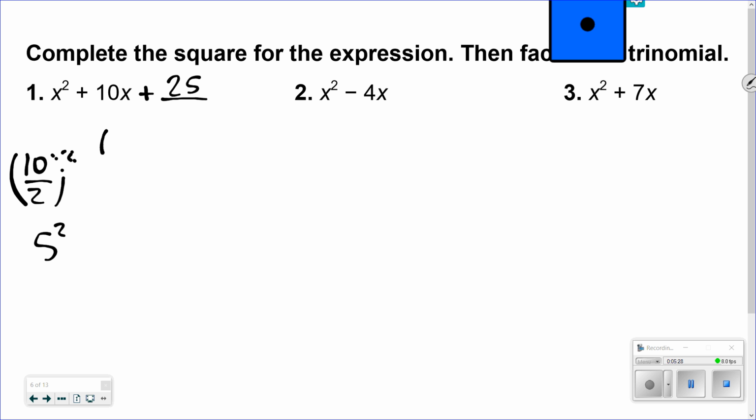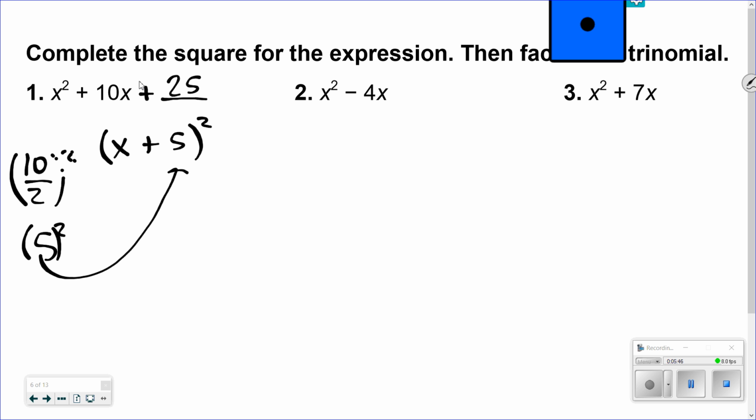Okay, now factor it. We don't have to go through the big long factoring process because we know it's a perfect square. By adding 25, I made it a perfect square. So I just put the x in here, and then whatever number I have right there, it's a positive 5 goes right there.